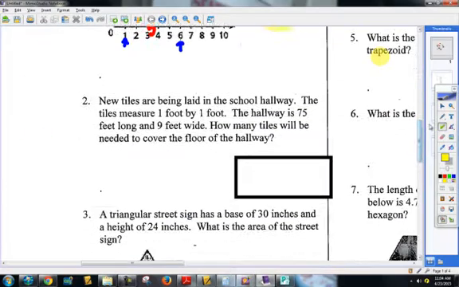Number 2. Okay. Here we have new tiles laid in the school hallway. The tiles measure 1 foot by 1 foot. Guys, whenever you see that right there, you should immediately think area. Write that, please. Always. Even though it doesn't say anything about area in the question, that is exactly what area is. Area is the amount of 1 by 1 squares that will cover something. In this case, 1 foot by 1 foot, right?